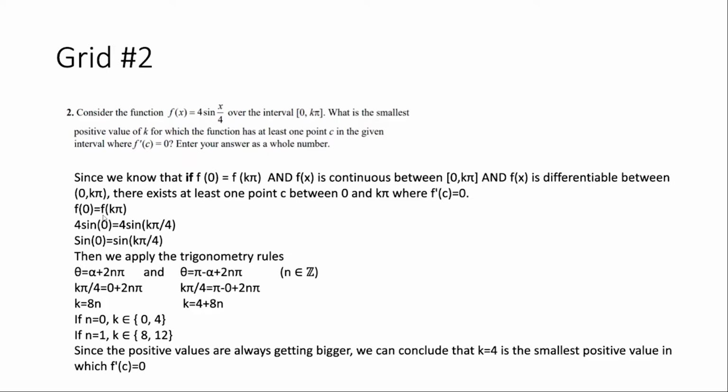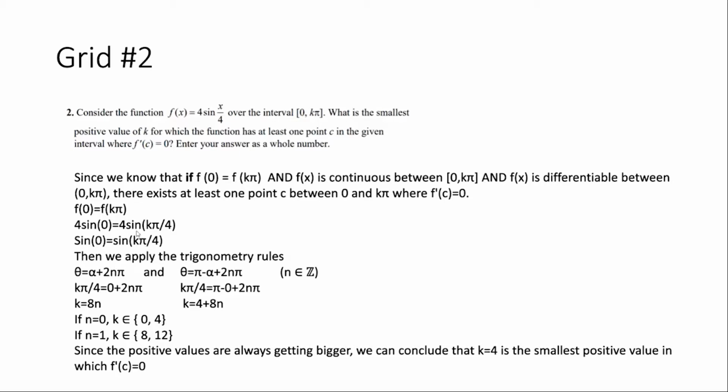So this is the important equation. f of 0 equals f of k pi. Then substitute in the original equation. 4 sine 0 equals 4 sine k pi over 4. You can simplify more, which gives you sine 0 equals sine k pi over 4. Then from our previous years of trigonometry, we learned that for sine, there's two ways to solve for an angle. Either theta equals alpha plus 2n pi, and theta equals pi minus alpha plus 2n pi.